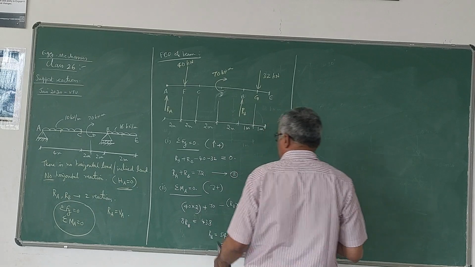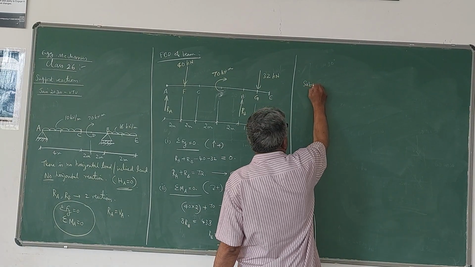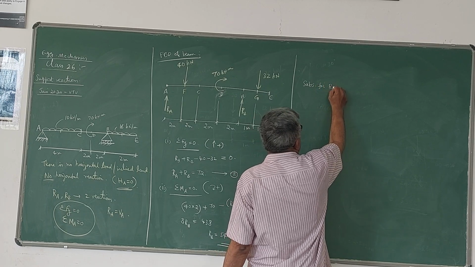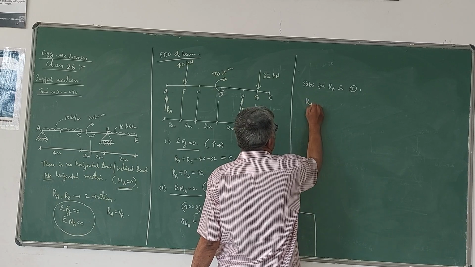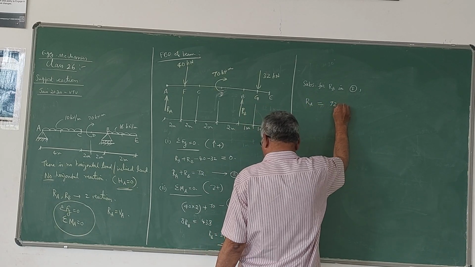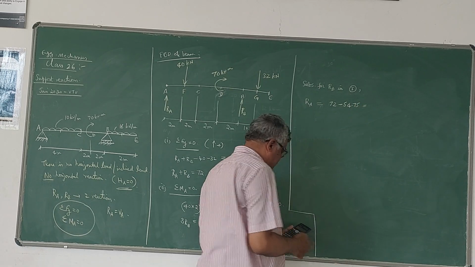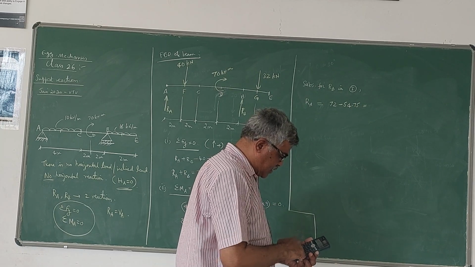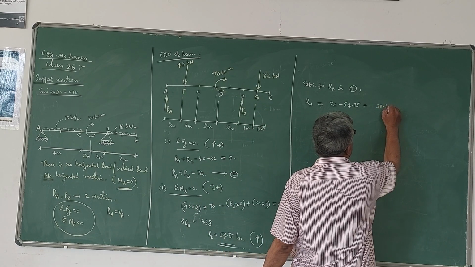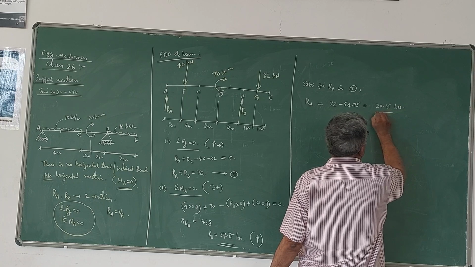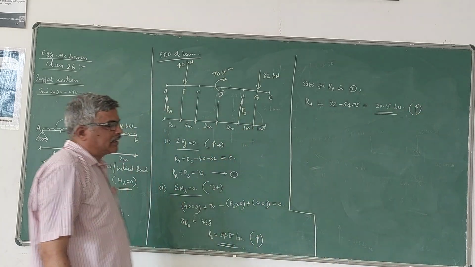Now substitute this value of RB in first equation to get RA. Substituting for RB in 1, you can get the other reaction RA. So RA is 72 minus 54.75, which you will get 20.25 kilonewton. This is also positive. That means your assumed direction of RA is also correct, upwards.